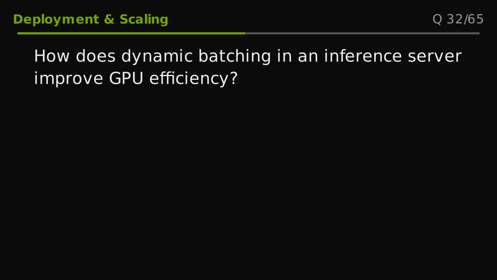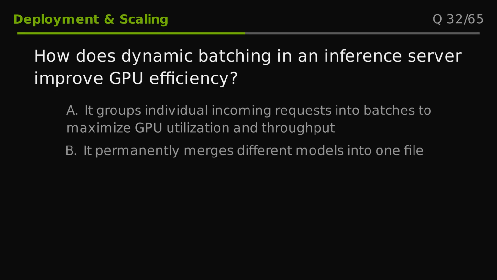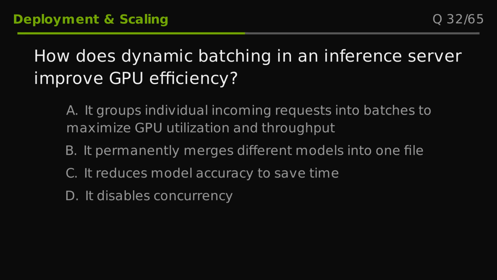Question 32. How does dynamic batching in an inference server improve GPU efficiency? Option A. It groups individual incoming requests into batches to maximize GPU utilization and throughput. Option B. It permanently merges different models into one file. Option C. It reduces model accuracy to save time. Option D. It disables concurrency.